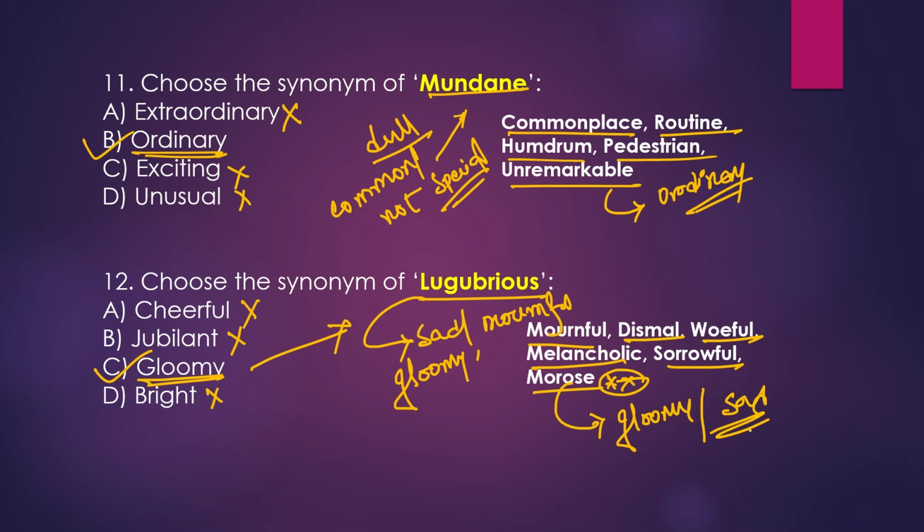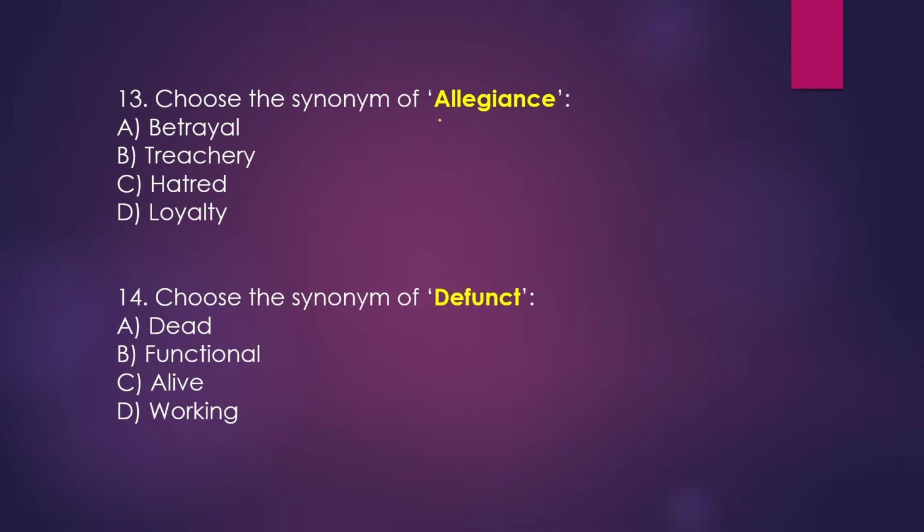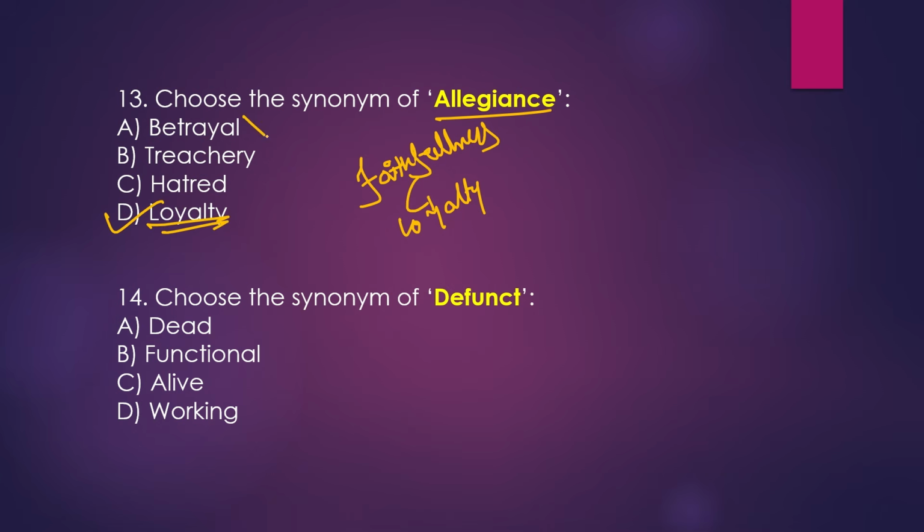Okay, next, choose the synonym of the word allegiance. Allegiance generally means one kind of faithfulness. Okay, faithfulness, or you can say loyalty. So here option D, loyalty, is the correct answer. Betrayal, treachery and hatred, these all are antonymous. That's why we have to eliminate these options.